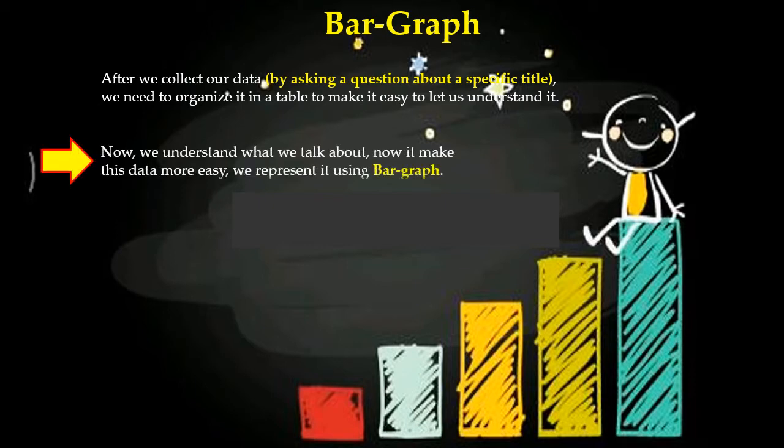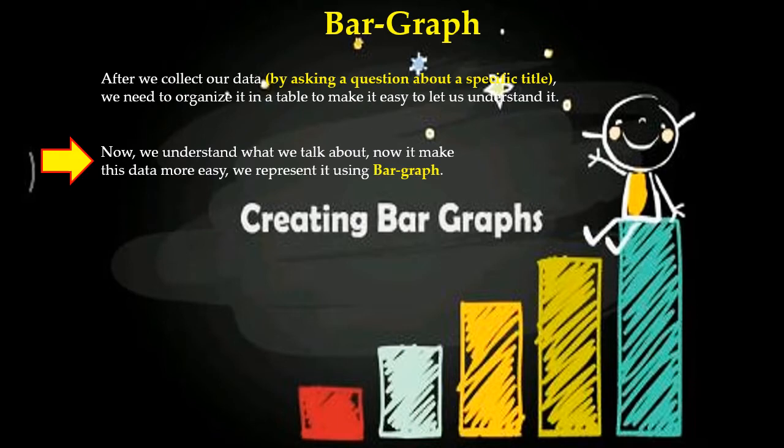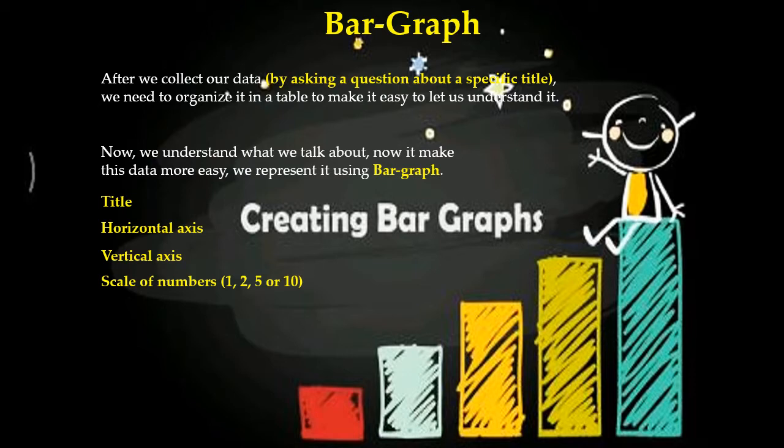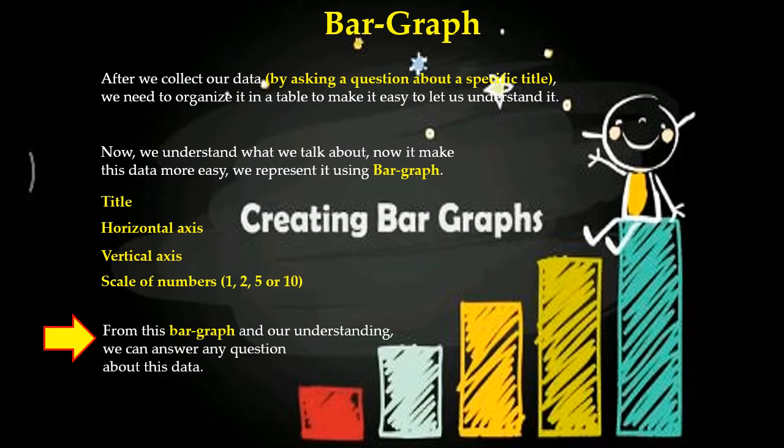Now let's go to create our bar graph. To create any bar graph, we need a title and a horizontal axis which contains the items in this table, and a vertical axis which contains the scale of numbers: 1, 2, 5 or 10. Make sure to make a space between each bar. After we draw this bar graph, we need to answer some questions about this data: WH questions, comparing questions, and adding and subtracting questions.